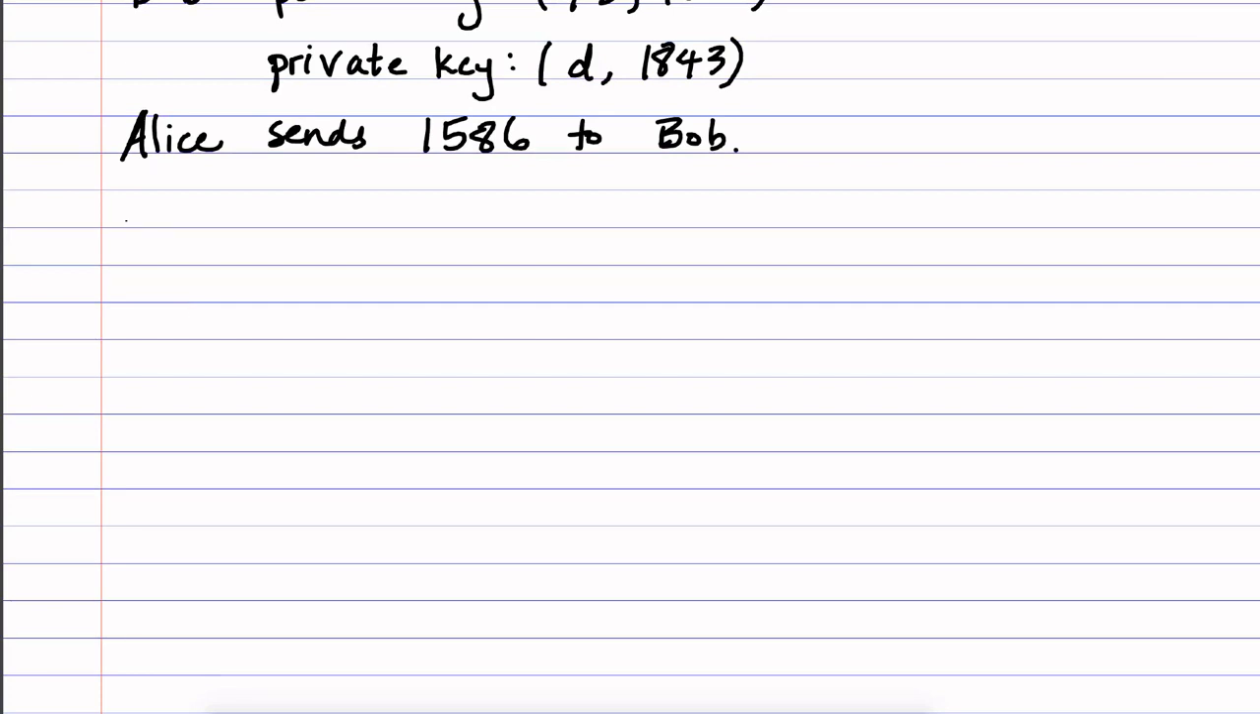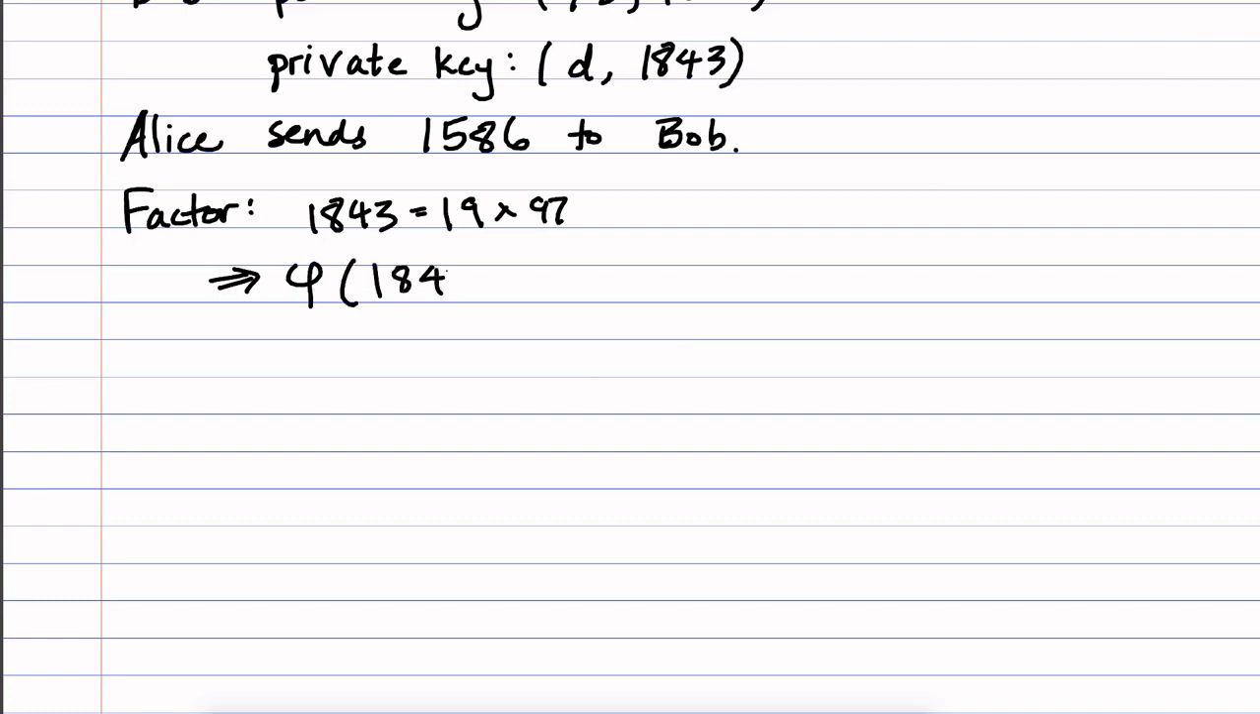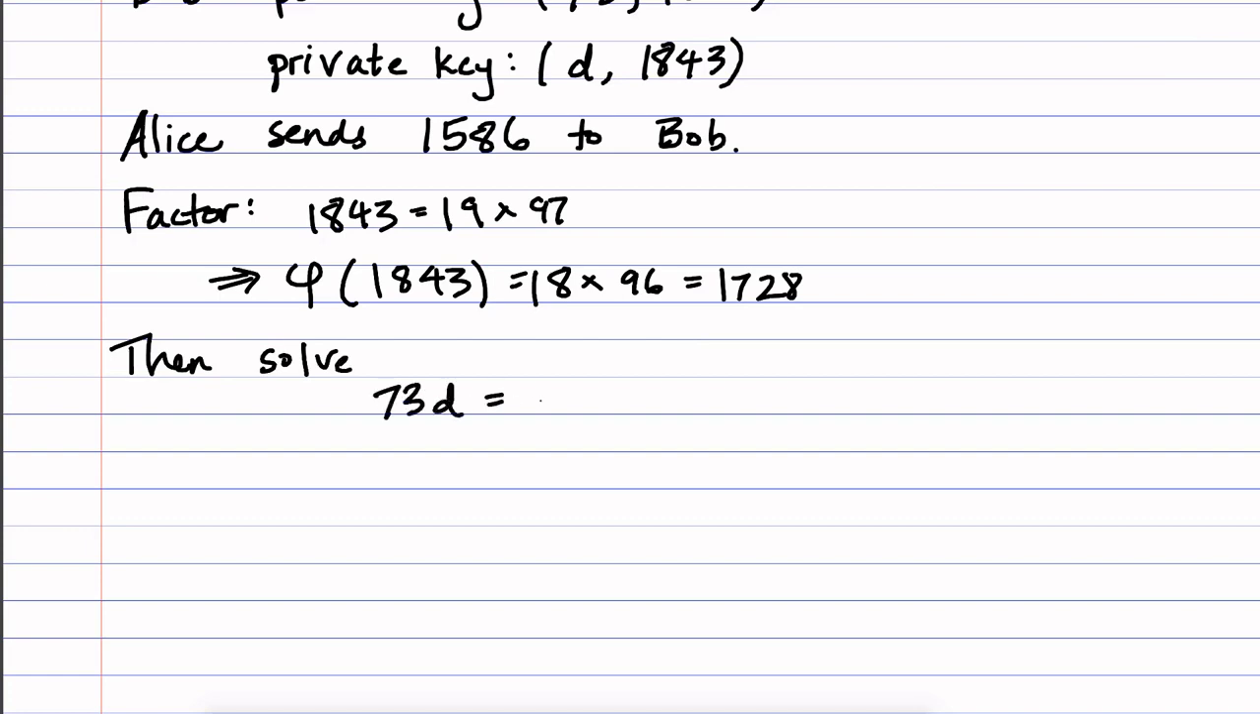So to crack this message, we factor 1,843, which is 19 times 97. So this means that phi of 1,843 is 18 times 96, which is 1728. So then all we need to do is solve, using the Euclidean algorithm, 73D equal to 1 mod 1728.